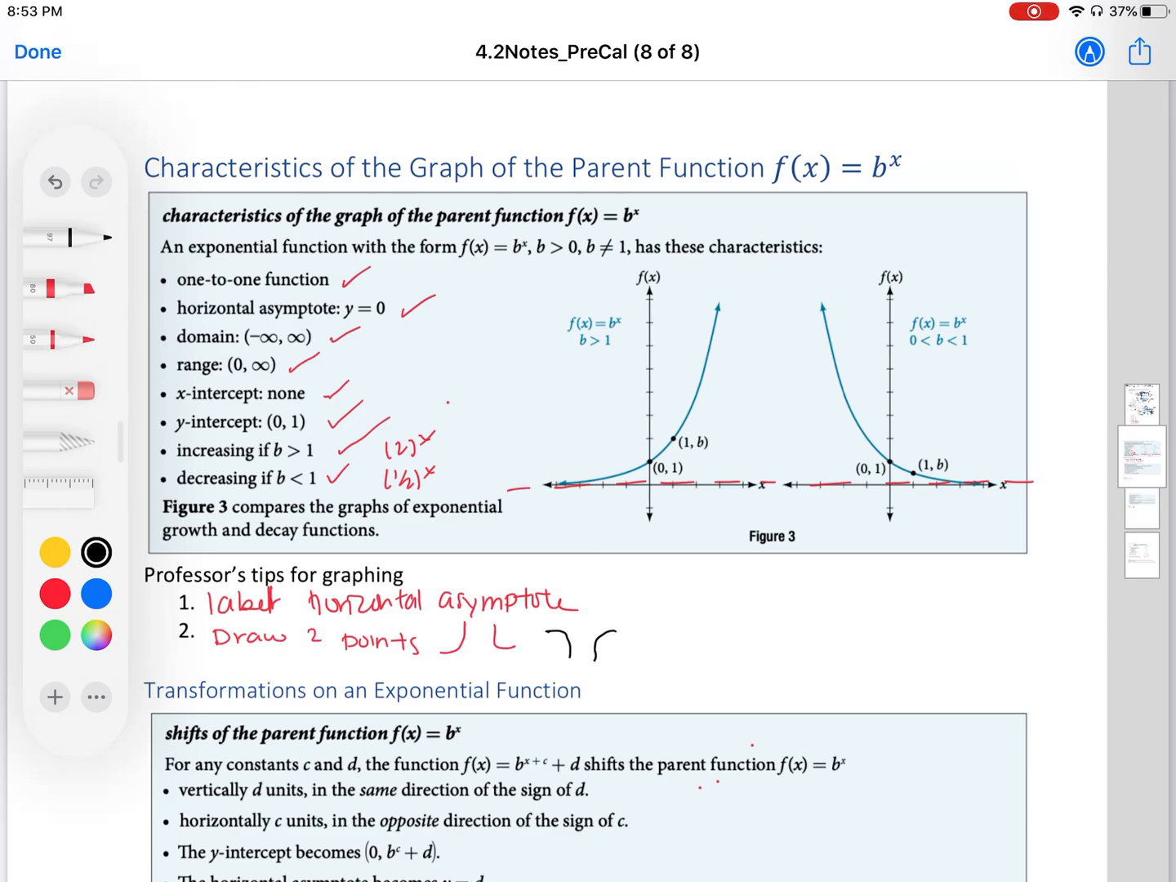So once you have your horizontal asymptote lined up, you can pick 2 points and see what kind of L you're going to work with. You can use more points, of course. I think 2 should give you an idea of what you're doing.